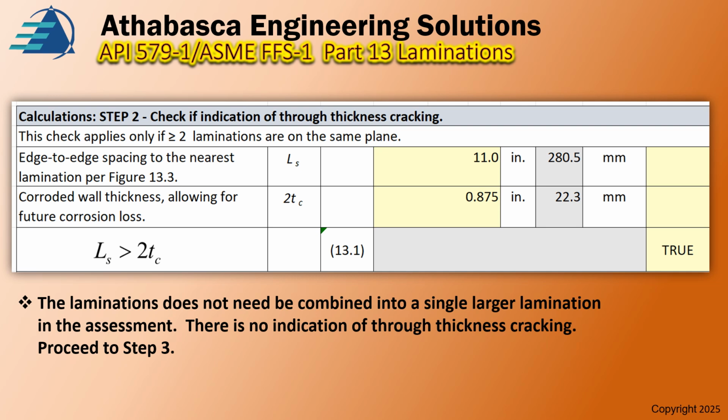In the assessment, there is no indication of through thickness cracking that we found earlier. And when you look at the table, if we have cracks, in my experience, when we see laminations, then we basically repair it. We don't try to assess it most of the time.